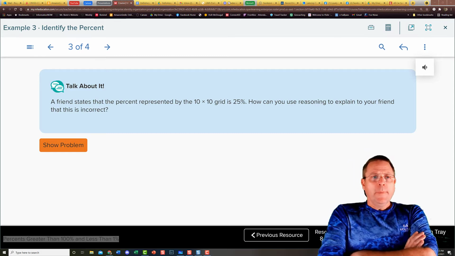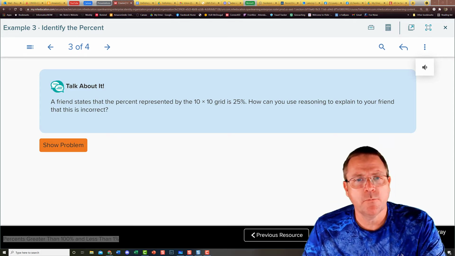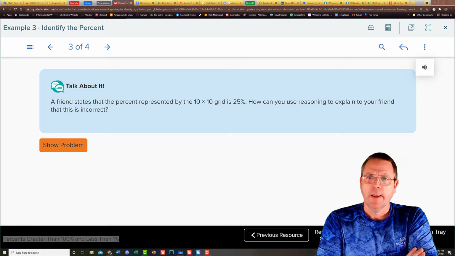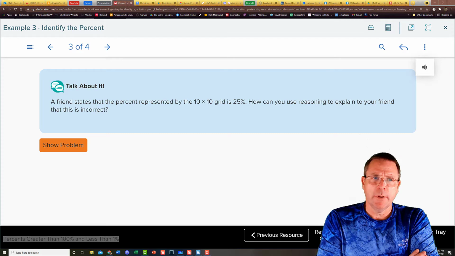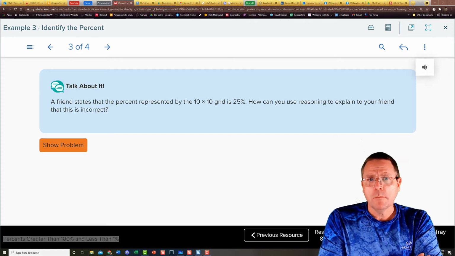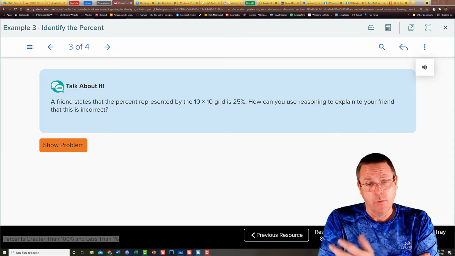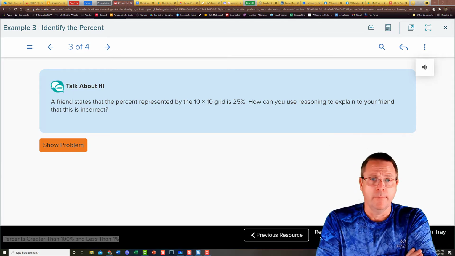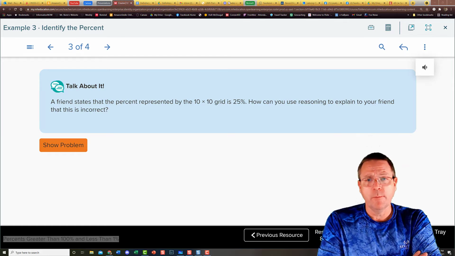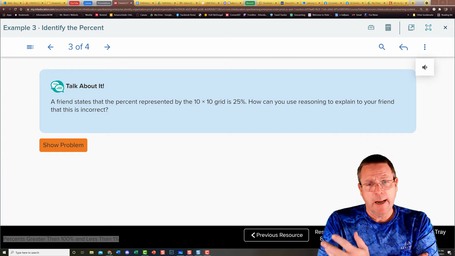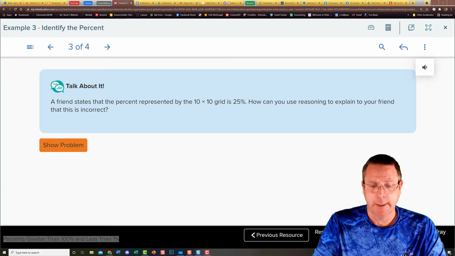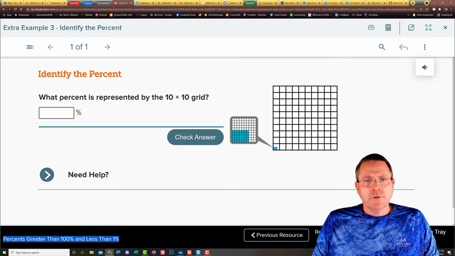For our talk about it, a friend states that the percent represented by the 10 by 10 square is 25%. How can you use reasoning to explain to your friend that that answer is incorrect? Well, the real easy part is I'd point out that only a tiny portion of that 10 by 10, one square, is actually even remotely shaded. So that means that it's got to be 1% or less, because only 1% of the big square has any shading in it. Now it's your turn.